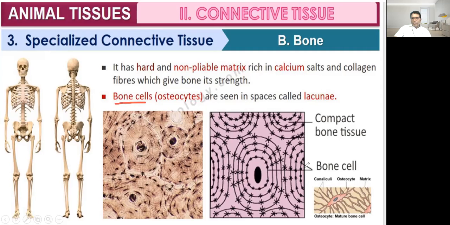Bone cell, this is known as the bone cell. Another name of bone cell is what? Osteocyte. They are seen in these spaces called lacunae, and there are canals. So these are the bone cells. Other name of bone cell is what? Osteocyte.